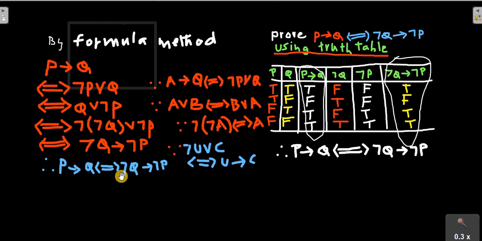Okay, so in the examination they may ask by truth table method or by equivalence method. So we must know both the methods. That's the way we have to prove. If they ask by truth table method, you have to follow this method. Suppose they ask you to prove by formula method, then we have to prove by this method.